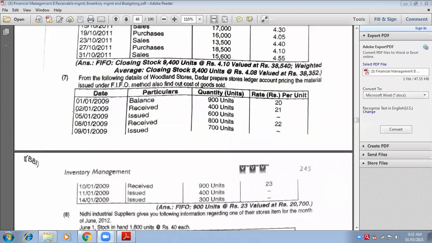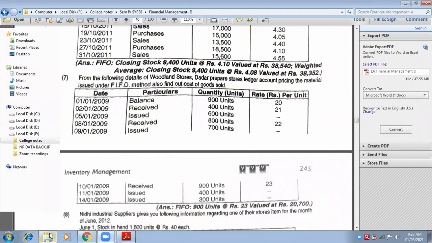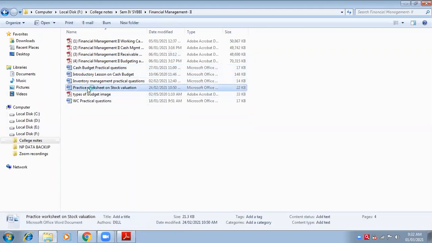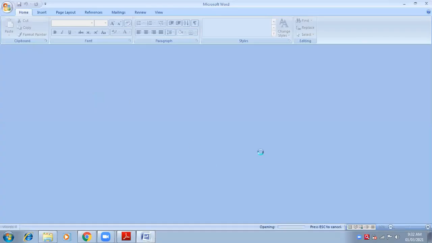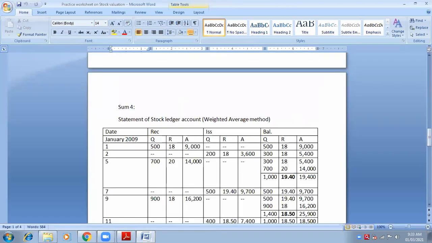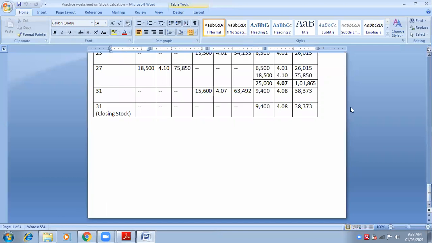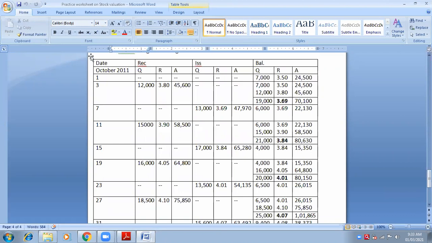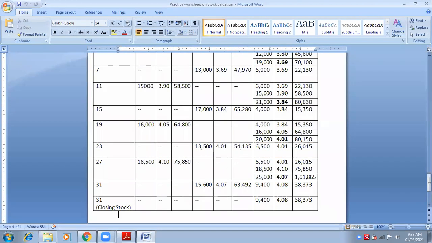Next date is second. Write down the second date. They received 400 units at the rate 21. So write down 400 in the receipt column at the rate 21. So after multiplication, how much will you get? 8,400 in the amount column.